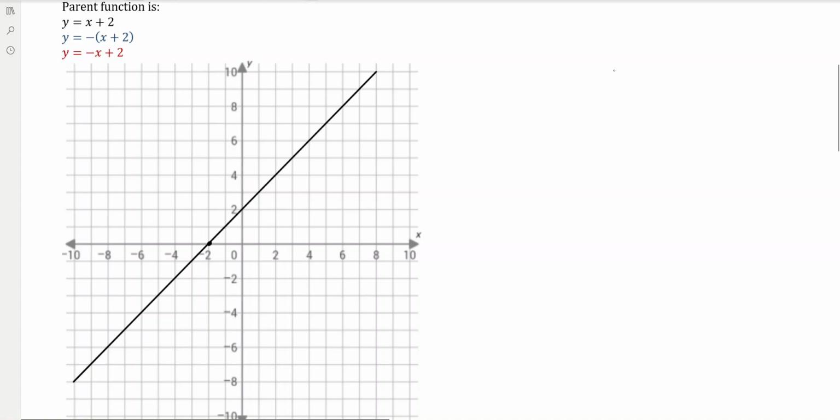What's going to happen when we put the negative outside the brackets? Well, both are going to change, so let's just show what that looks like. Like that, right? Which means that it moves 2 to the right and goes the other direction. So now this goes, yep, perfect. And so now let's try the last one, which is going to hit the same spot, but go in the negative direction.